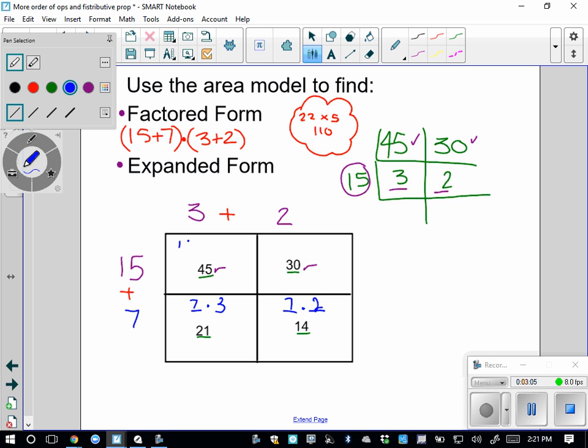So expanded form is what you do to get to the 45. So we did 15 times 3, and we did 15 times 2, and on the top, the expanded form, I'd say 15 times 3 plus 15 times 2 plus 7 times 3, which is here, plus 7 times 2, which is here. So that's factored form and expanded form, and then the box all worked out. Do you want to try the other one yourself now?